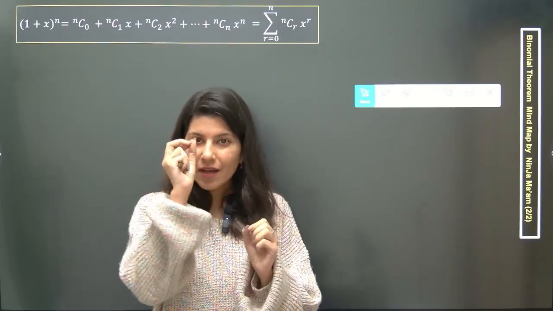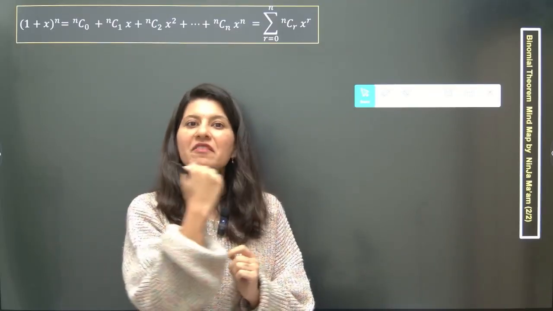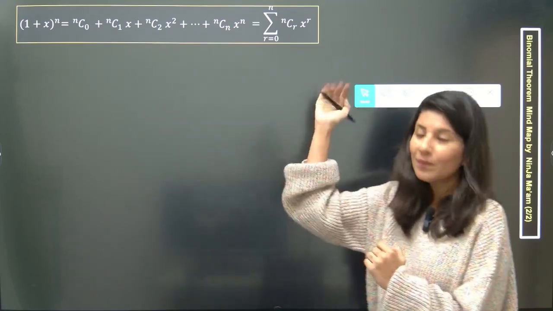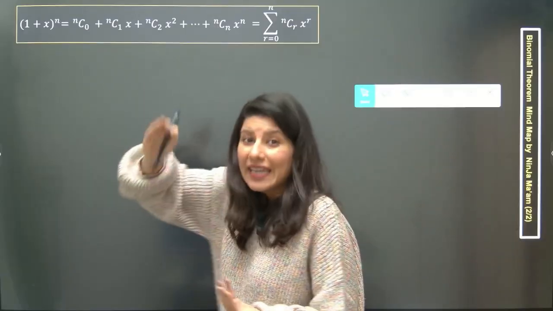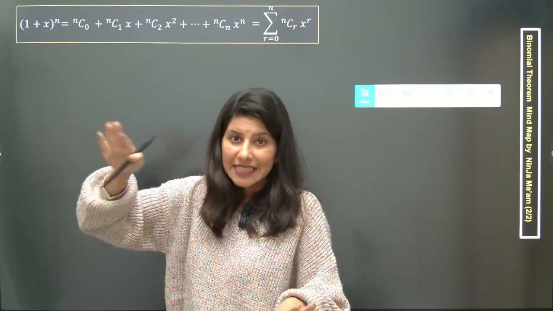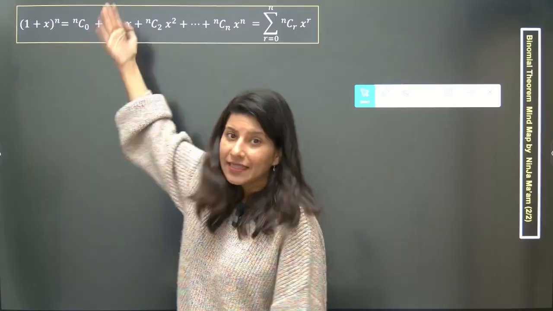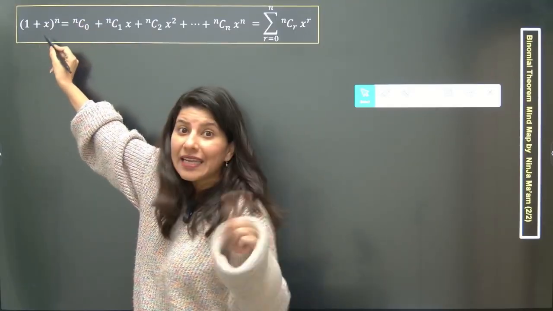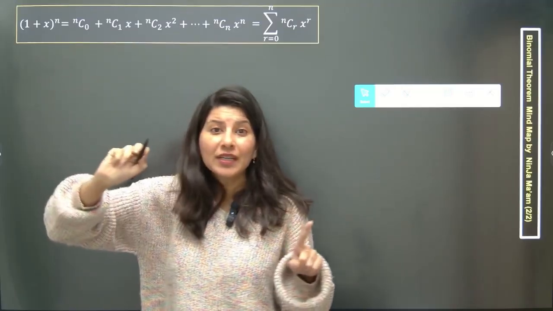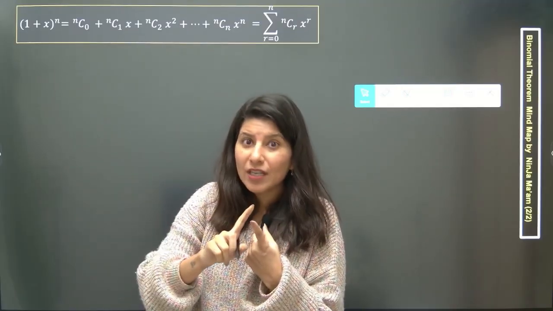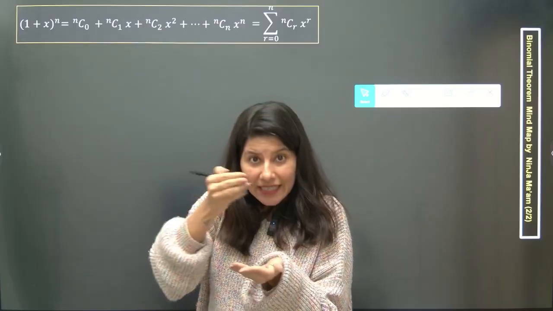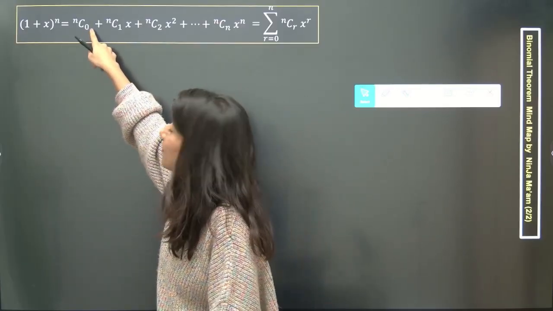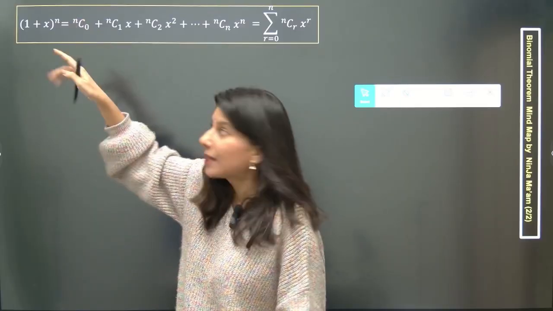You should pay special attention to this form. Very, very popular and frequently asked questions are from this form, where now your a is gone. See, a is gone. NC0, x raised to power 0. Basically, a is 1 and b is x. So remember I told you that the power of b and the index of NCR will follow each other, will be the same.